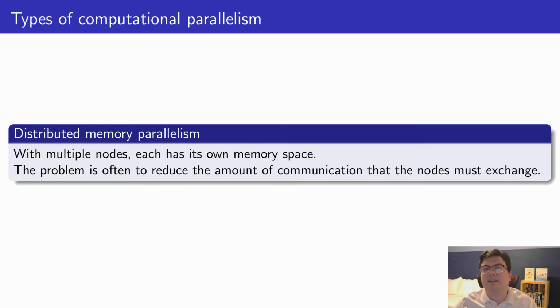Distributed memory parallelism consists in using multiple nodes, each of which has its own memory space. The problem in distributed memory programming is often to reduce the amount of communication between the nodes. This is the form of parallelism that is usually leveraged for big data processing, and the form of parallelism that is usually associated with cluster computing and cloud computing.